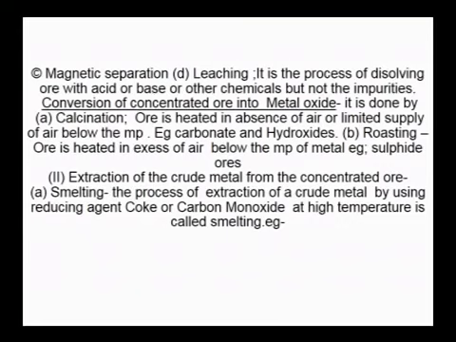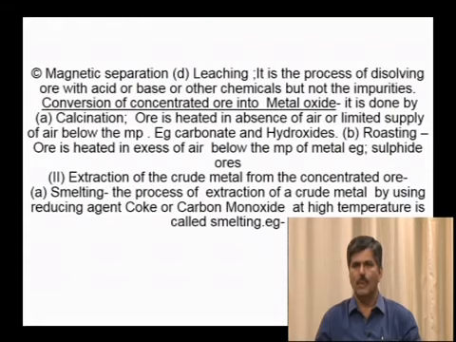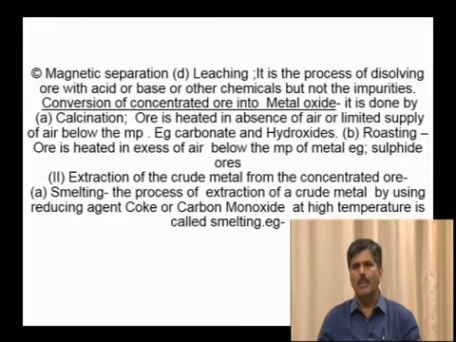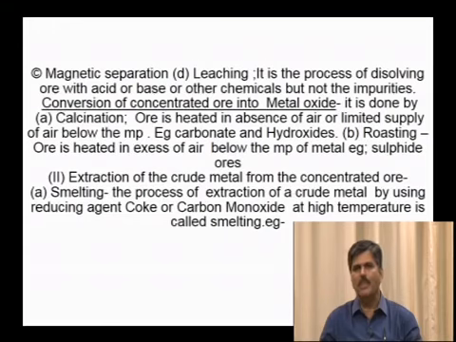The next step is conversion of concentrated ore into metal oxide. It is done by the following methods. The first one is calcination. In this method, the ore is heated in the absence of air or limited supply of air below the melting point of the metal. For example, carbonates and hydroxides on heating in absence of air lose moisture and carbon dioxide and are converted into metallic oxides.